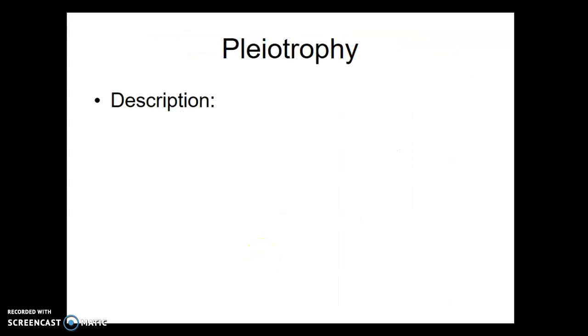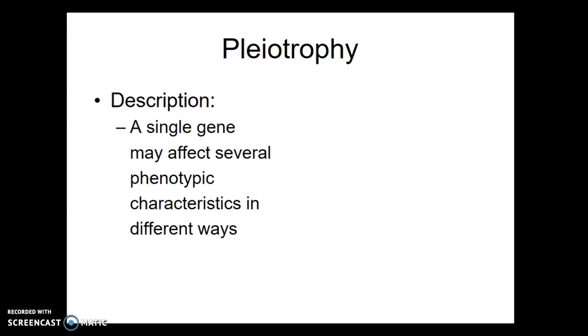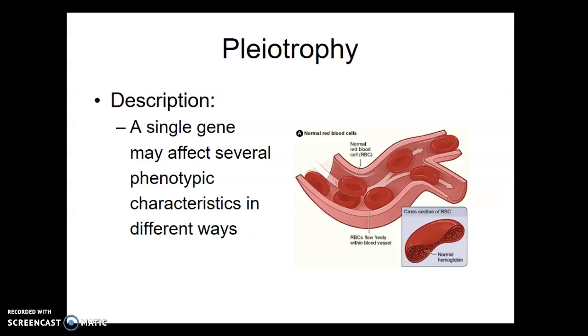All right, pleiotropy. This one's a little tricky simply because of the name, or partially because of the name. Pleiotropy is when we have one gene. It's kind of like the opposite of polygenic. In this case, we have one gene, but we have lots of different possible effects. The way that it is expressed seems to impact multiple areas. So we're going to see this in what's called sickle cell anemia.